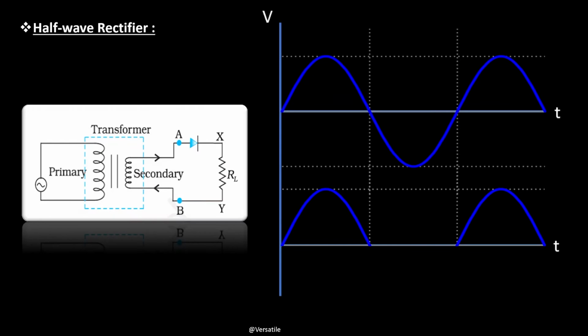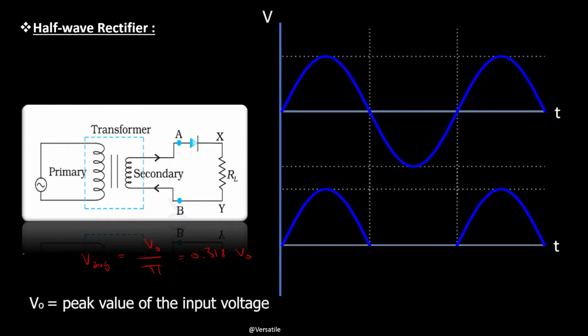And we can clearly see that the output is not strictly DC. We get what is known as a pulsating DC, and the average value of the output is given by V average equals V naught by pi, or you can write it as 0.318 times V naught, where V naught is the peak value of the input voltage. This is input and this is output.